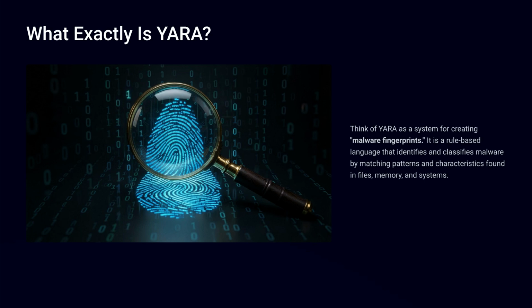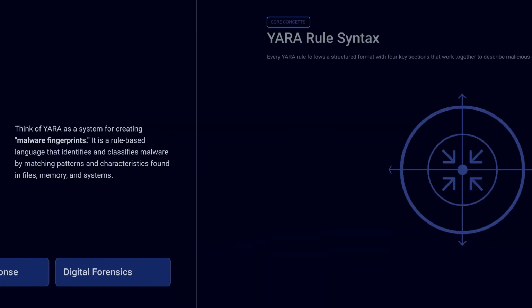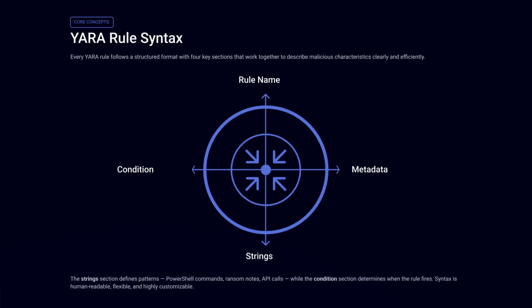It is a rule-based language that identifies and classifies malware by matching patterns and characteristics found in files, memory, and systems. YARA is used across malware analysis, threat hunting, incident response, and digital forensics. Every YARA rule has a structured format with 4 key sections: rule name, metadata, strings, and condition. The strings section defines patterns, while the condition section determines when the rule fires. The syntax is human-readable, flexible, and highly customizable.